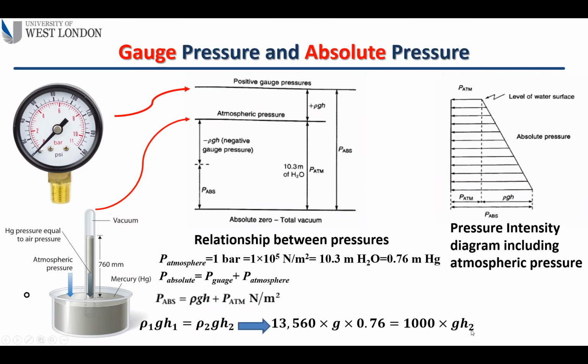If you work out this formula, you see h2 is equal to 10.3 meters. So 10.3 meters is calculated in theory, because in practice we cannot do this, so we use 0.76 meters of mercury. So that's the gauge pressure and absolute pressure for this session. Thank you very much.